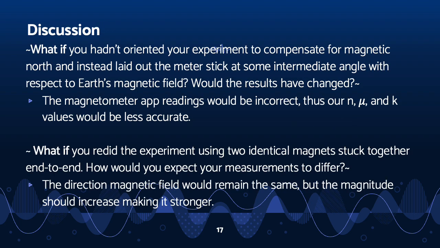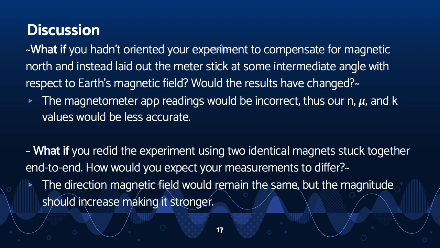Now on to the what ifs part of the discussion. What if you hadn't oriented your experiment to compensate for magnetic north and instead laid out the meter stick at some intermediate angle with respect to Earth's magnetic field? Would the results have changed? Well, the magnetometer app readings would be incorrect, thus our n, mu, and k values would be less accurate.